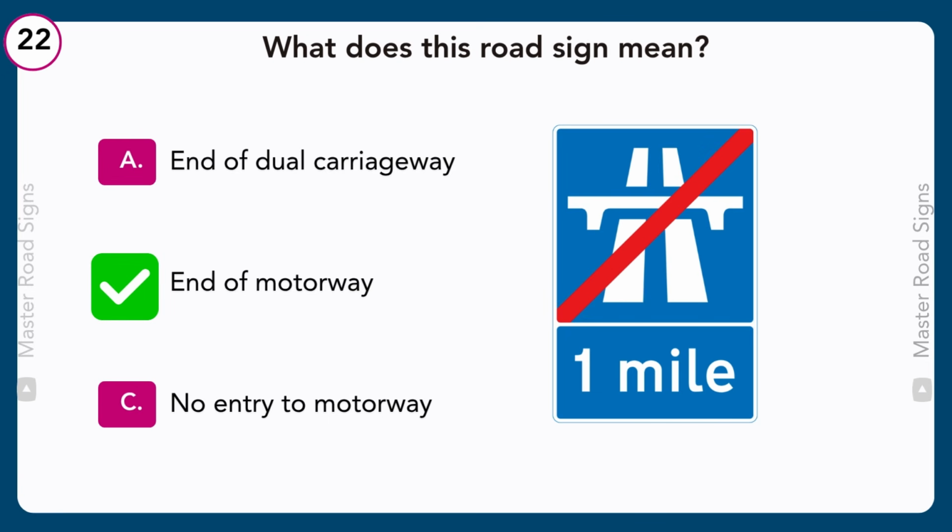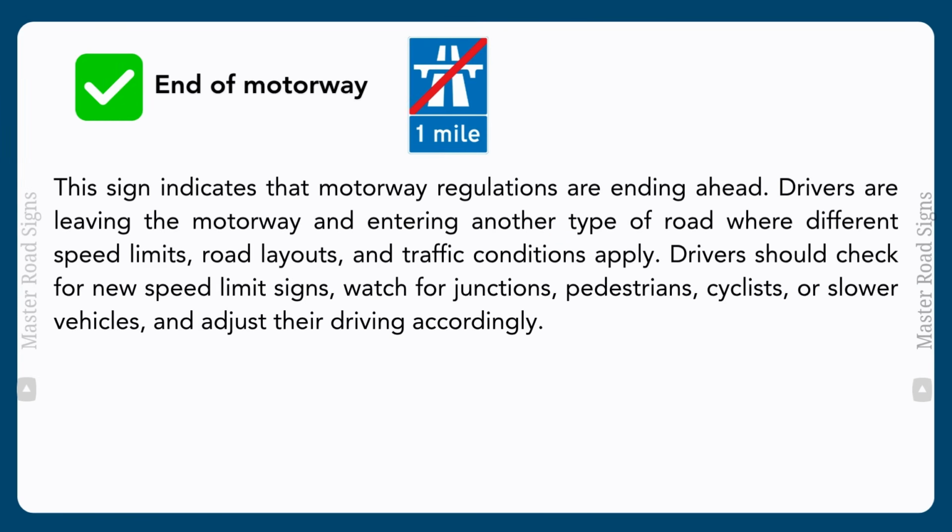Option B is correct, end of motorway. This sign indicates that motorway regulations are ending ahead. Drivers are leaving the motorway and entering another type of road where different speed limits, road layouts, and traffic conditions apply. Drivers should check for new speed limit signs, watch for junctions, pedestrians, cyclists, or slower vehicles, and adjust their driving accordingly.